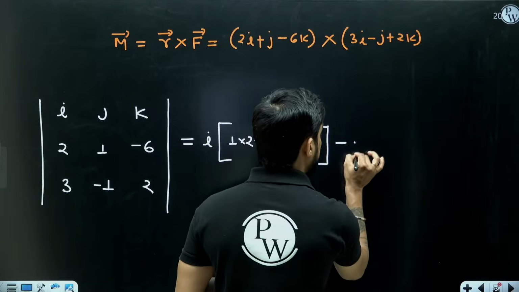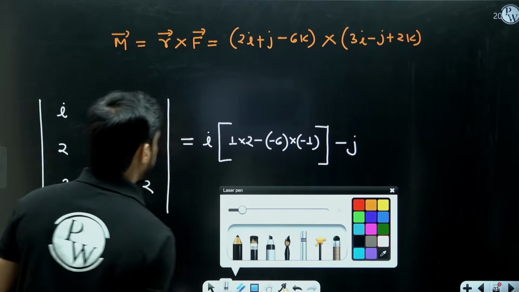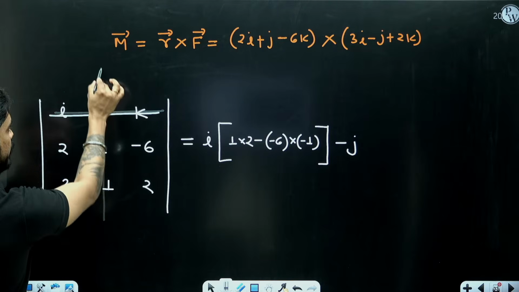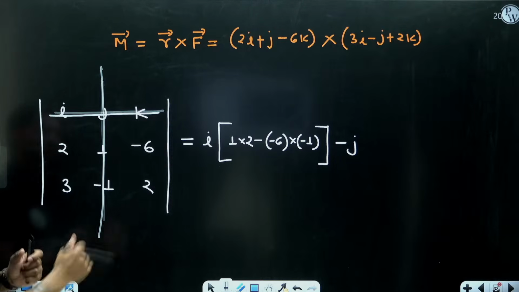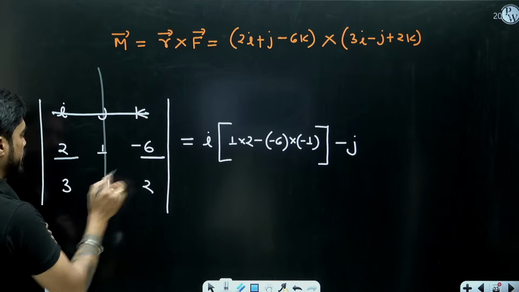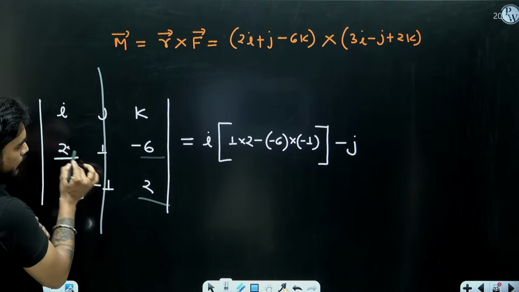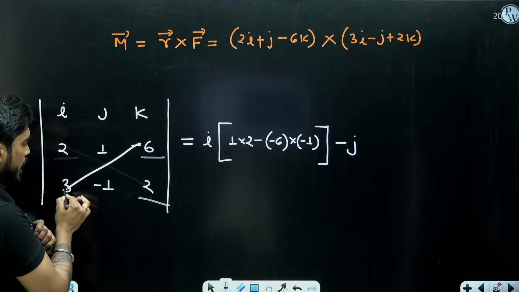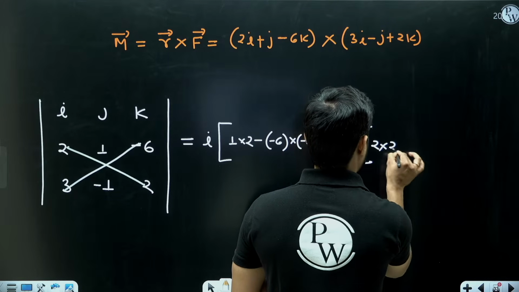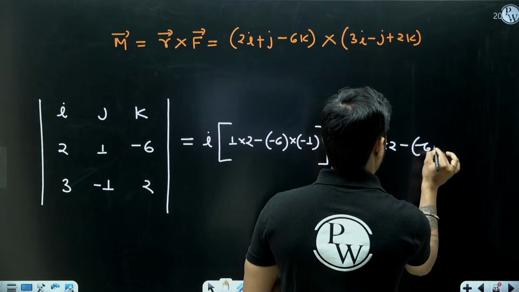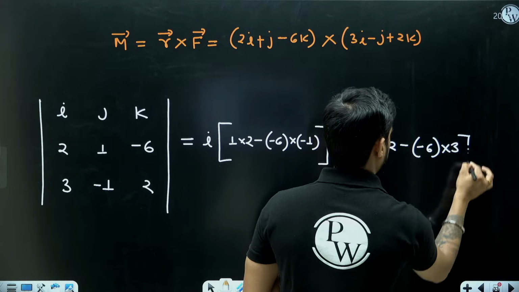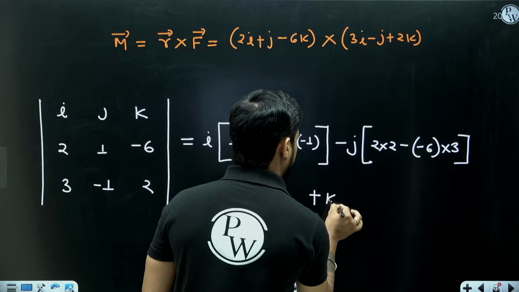Then minus j, not plus j, okay, minus j. Now hide this one and this one. So now you have got 2, minus 6, 3 and 2. So it will be 2 into 2 minus 6 into 3. Now plus k.